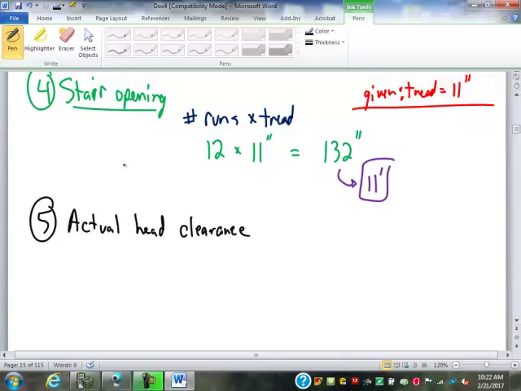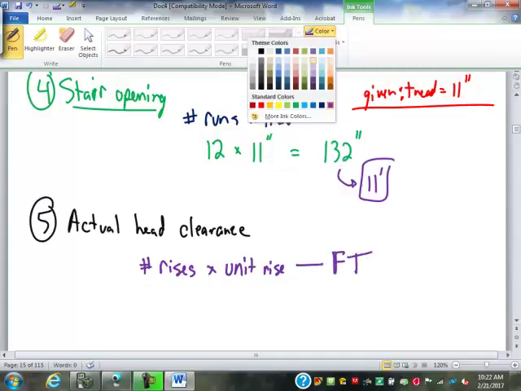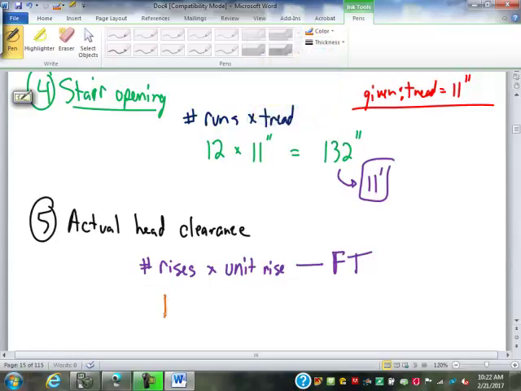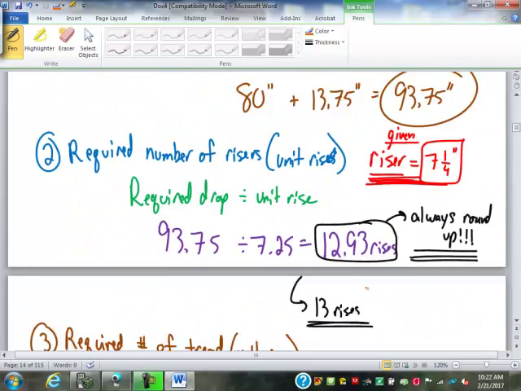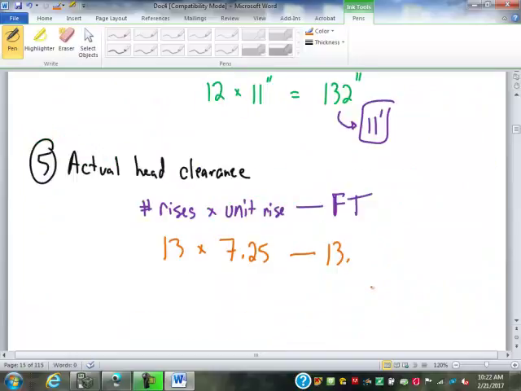Step 5 is the actual head clearance. The actual head clearance is number of rises times unit rise minus floor thickness. So we said 13 rises times 7.25 inches minus that floor thickness of 13, what was it, 7/8? 13 3/4. So 13.75.